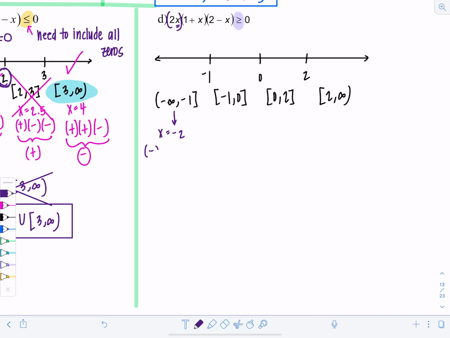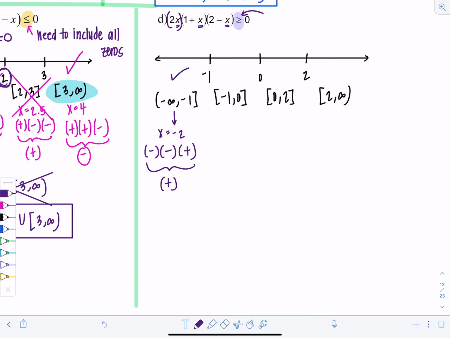So that's going to be negative. 1 plus -2, that's negative. And then 2 minus -2, that's positive. So negative times positive, that's positive. Is that what we want? Are positive numbers greater than or equal to 0? Why, yes, indeed.